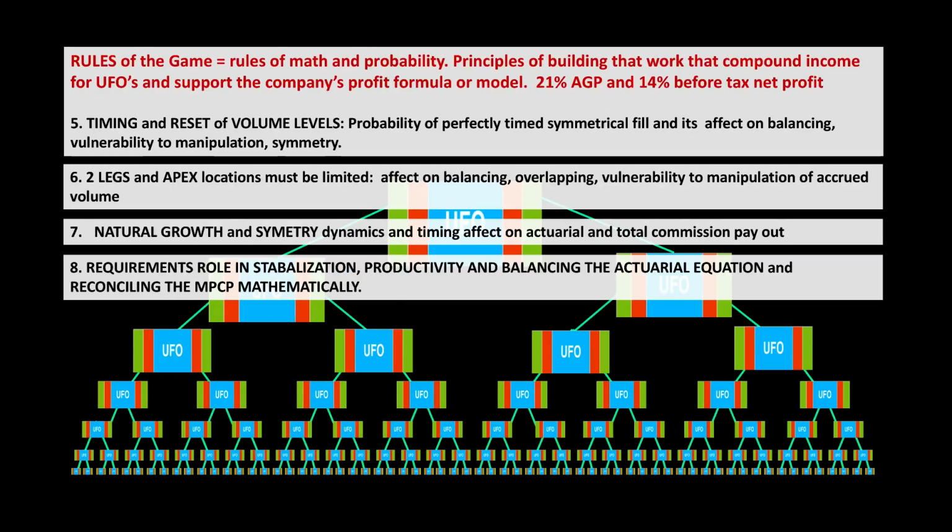So there's other things too. I mean, there's other factors or principles, such as the timing and reset of volume levels, the probability of perfectly timed symmetrical fill and its effect on balancing legs, and the vulnerability of manipulation and symmetry. Two legs and an apex location must be limited.